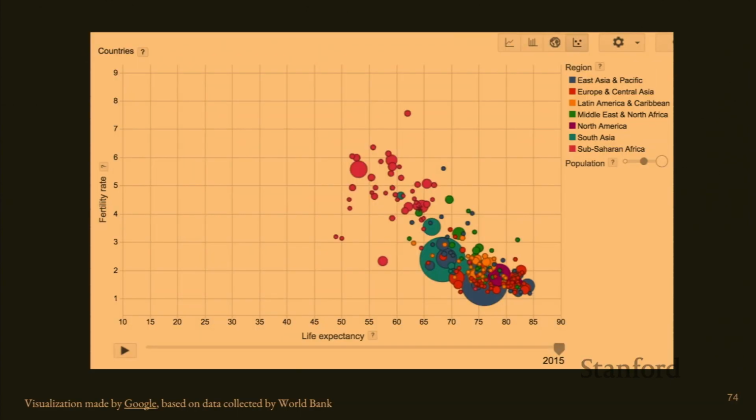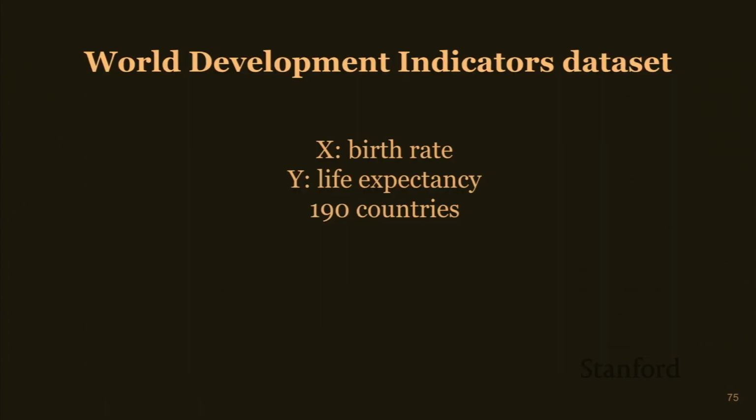So we're wondering if we can try to find that relationship, try to determine what that relationship is. We have x as the birth rate, and y as the life expectancy, and we have our data.